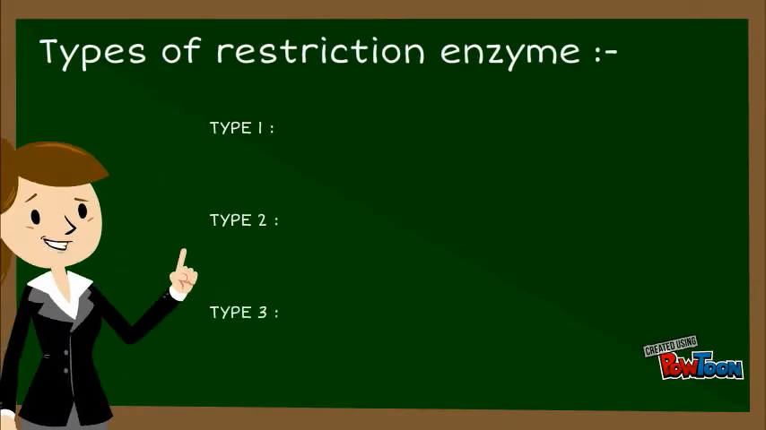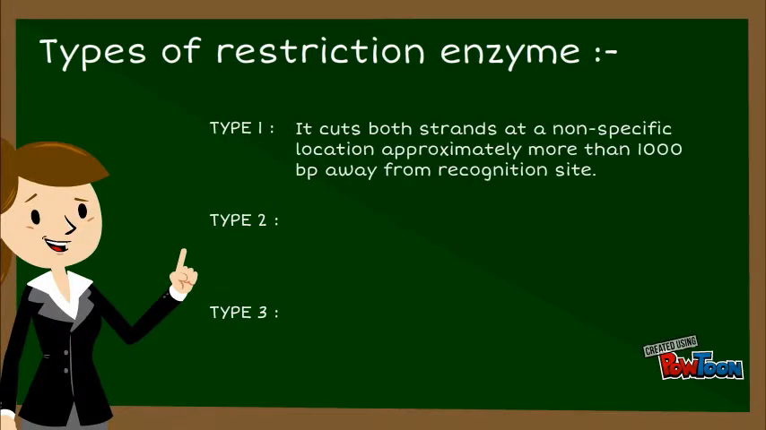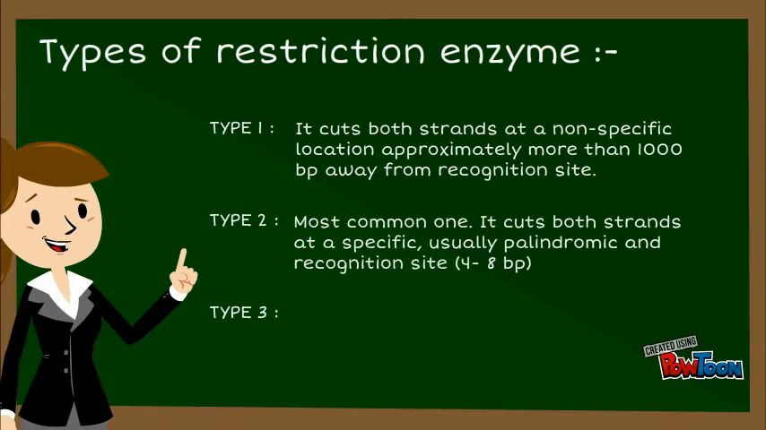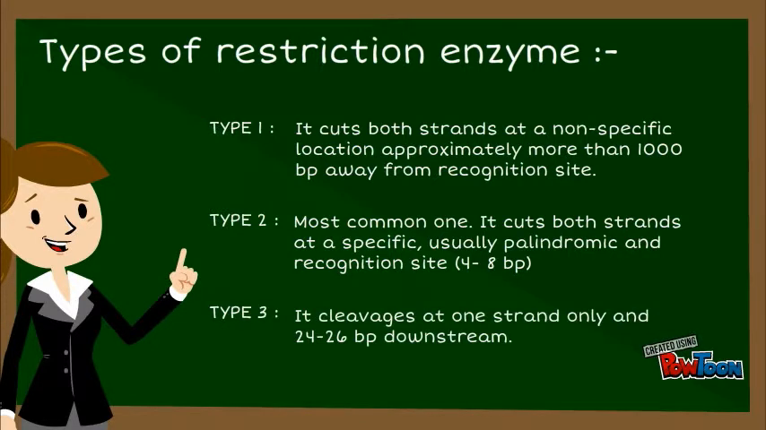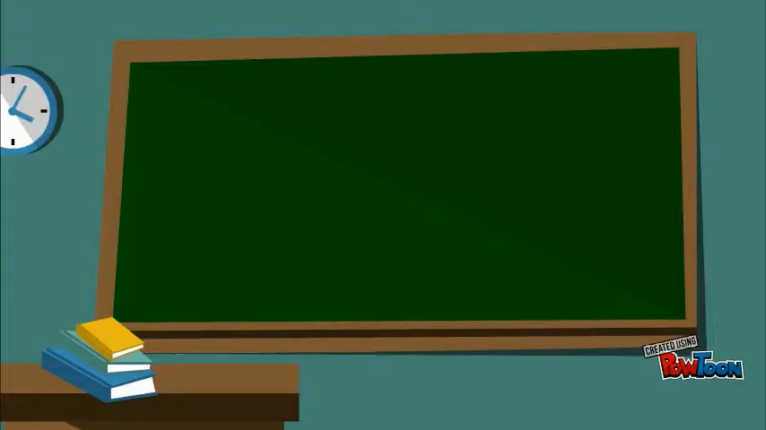There are three types of restriction enzyme: type 1, type 2, and type 3. Type 1 restriction enzyme cuts both the strands at a non-specific location, approximately more than 1000 base pairs away from the recognition site. The most common restriction enzyme is type 2, where it cuts both the strands at a specific, usually palindromic, recognition site at about 4 to 8 base pairs. Whereas type 3 cleaves at one strand only and 24 to 26 base pairs downstream.